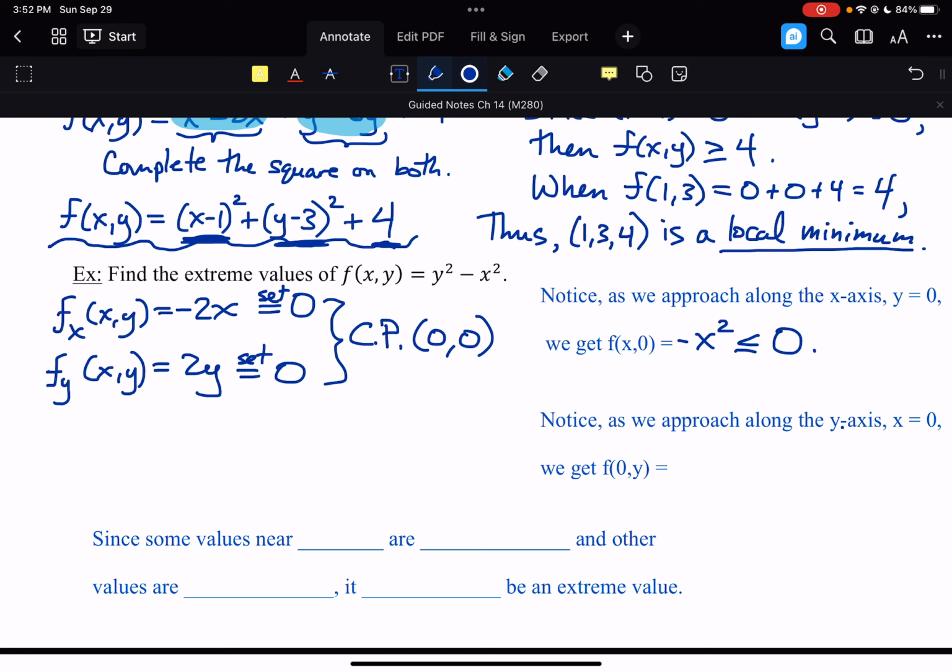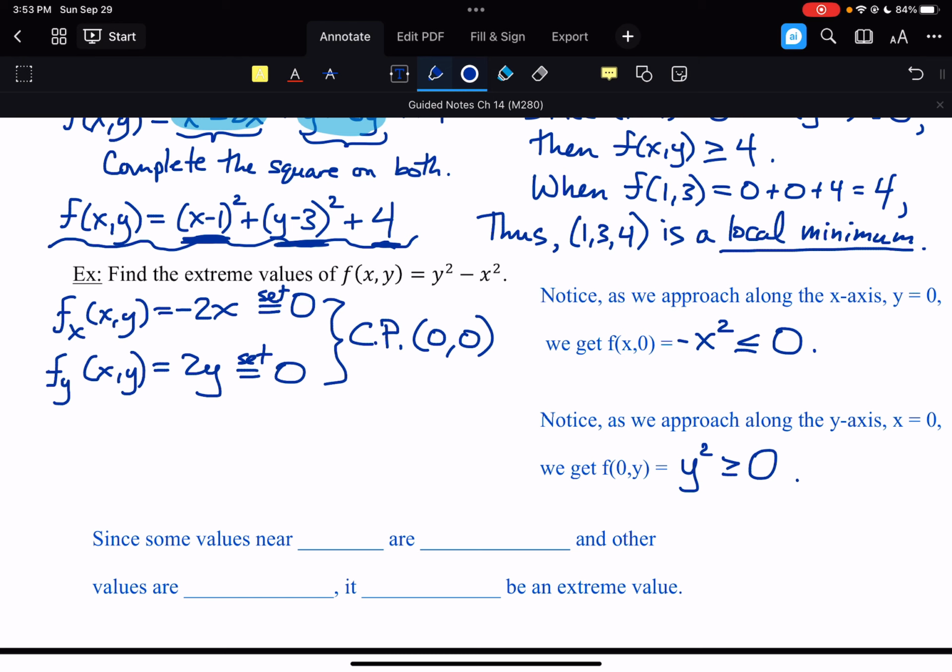Now, if we approach along the y-axis, so that's where x equals 0, we get f of (0, y). So we get y squared minus 0, so just y squared, which will always be greater than or equal to 0. So along the x-axis, it was going like this. Along the y-axis, it's going like this. So we have some values in one direction that are all below (0, 0). And we have some values in the y direction that are all above (0, 0). Some positives, some negatives. And that creates an issue.